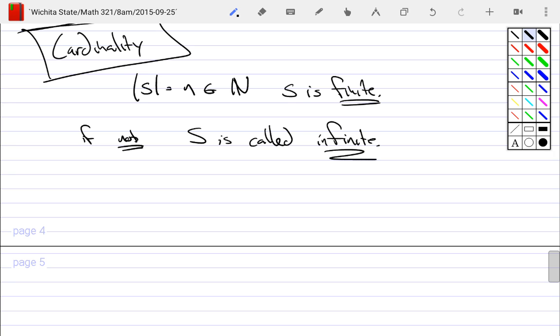So if you look for the distinct number of elements, and you get an actual number out that's a counting number, 0, 1, 2, up to whatever, you'd say that this is a finite set. We would also say finite sets are called countable, right? I can count them. They're this number.